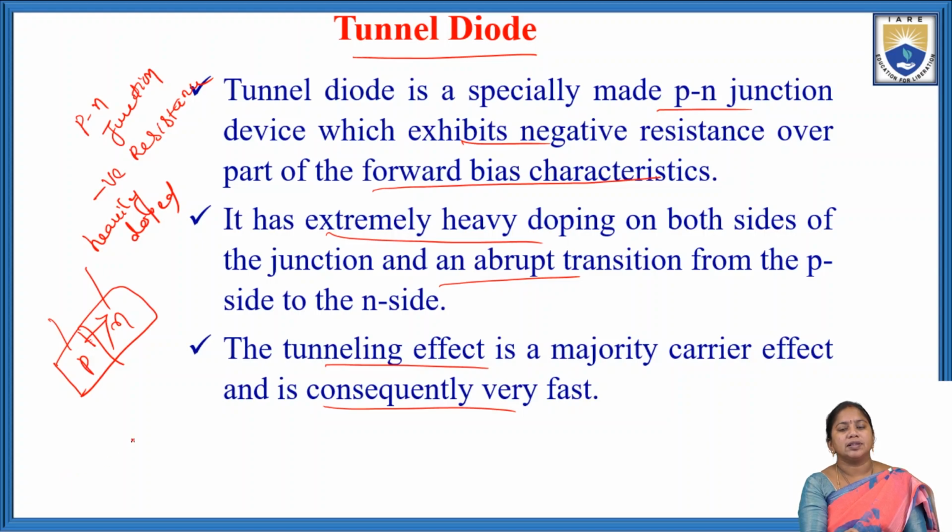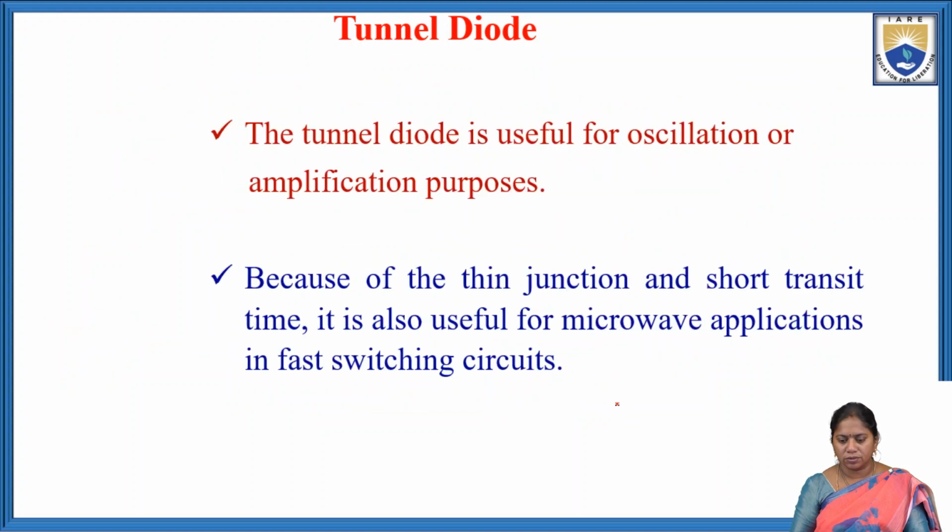So a tunnel diode is a specially made PN junction device which exhibits negative resistance over part of the forward bias characteristics. It is extremely heavily doped on both sides of the junction, with an abrupt transition from the P side to the N side. The tunneling effect is a majority carrier effect and is consequently very fast compared to the normal PN junction diode.